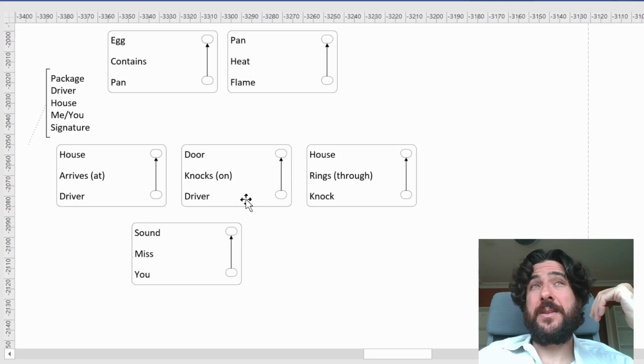So in this case, let's assume the driver knocks on the door, it creates a sound wave, that knock rings out through the house, and then for whatever reason, and we're not going to get into the reasons why yet, but for whatever reason, say you miss the sound, okay, or let's say the sound is faint.